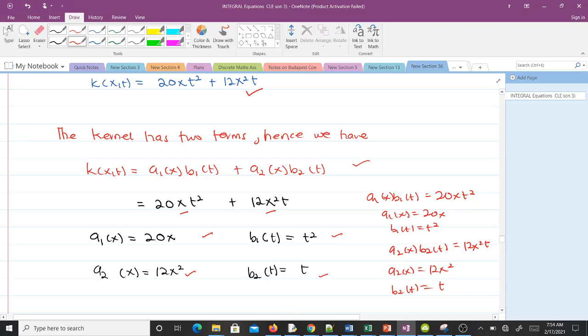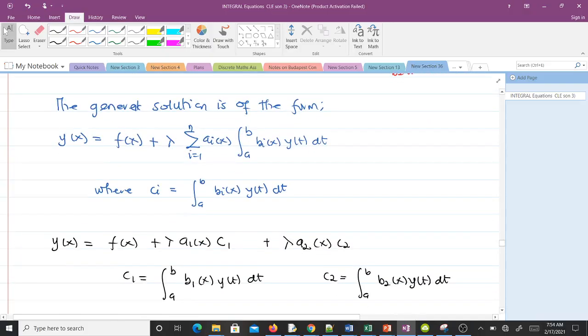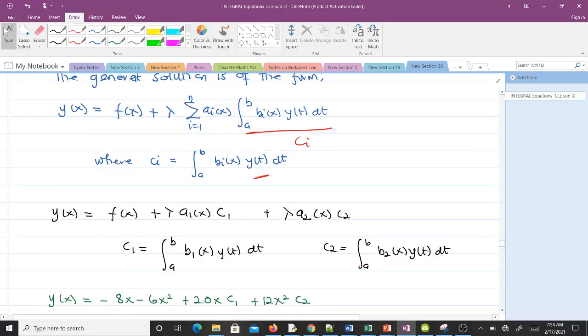So since you've been able to write our kernel in that way, it means that it is degenerate, okay? So since it is degenerate, then the general solution is given by this. I think by now you should be familiar with this, where we call this our CIs, okay? So since we only have two terms, that means we can expand this, and it will give us f of x plus lambda e1 of x c1 plus lambda e2 of x c2, where this is c1 and this is c2.